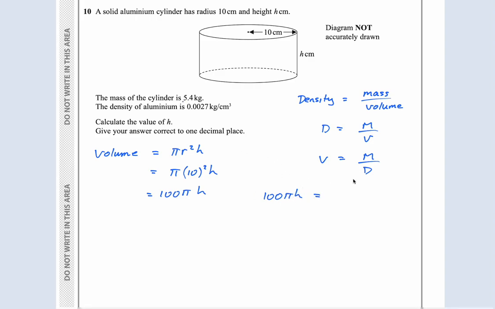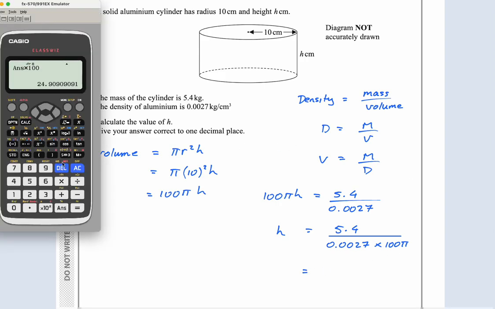I have the mass, it's 5.4. And I have the density, it's 0.0027. How do I get h on its own? Well, I just divide by 100 pi. So it's 5.4 divided by 0.0027 times 100 pi. Because if I'm dividing this by 100 pi, I'm multiplying the denominator by 100 pi. And now I can just do this in one go. So it is 5.4 over 0.0027 times 100 pi, and this should give me the right answer, which it does.